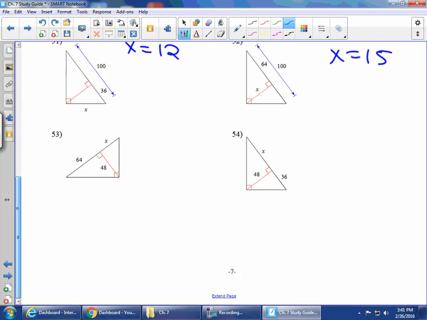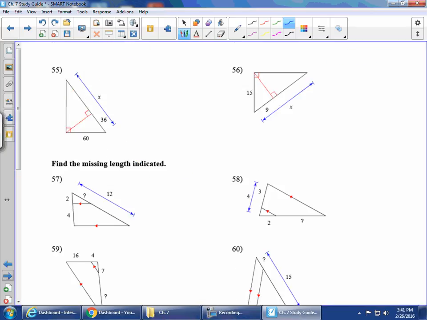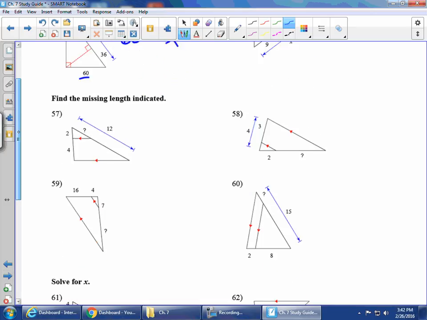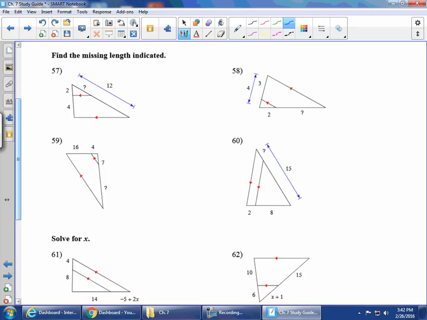Number 53 is one where you still have information on the inside, but it's not a variable, it's a number. That's your geometric mean between the two parts out here, the 64 and the x. Set it up, cross multiply, and divide here. Okay, do that same thing. Well, in number 55, this is the geometric mean between 36 and x.